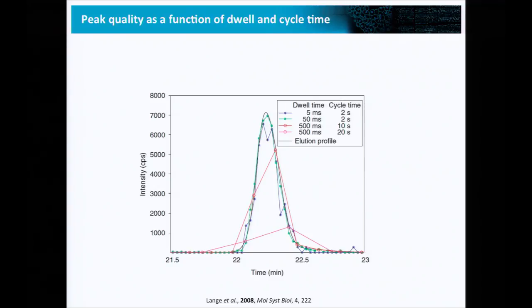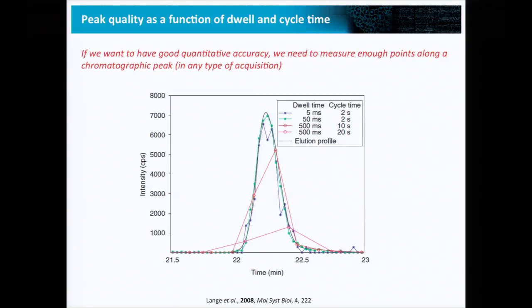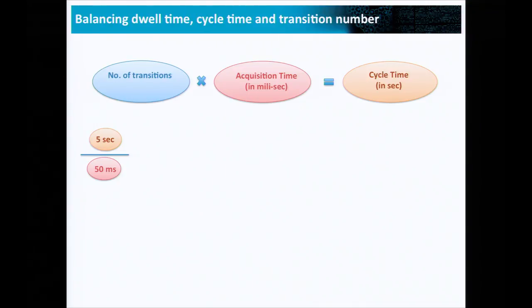And as Tina has shown you, one example is when you try to change the dwell time and cycle time, and with different combinations you would be able to recapitulate this peak, yes or no. Sometimes you would generate too many points that you actually don't need, so maybe you can gain some sensitivity by playing with this formula. But basically what we want is to have enough points per peak. And so we can play different games. We can say, I want my cycle time to be 5 seconds, and I would like to have 50 milliseconds of dwell time per transition. So how many transitions do I have?